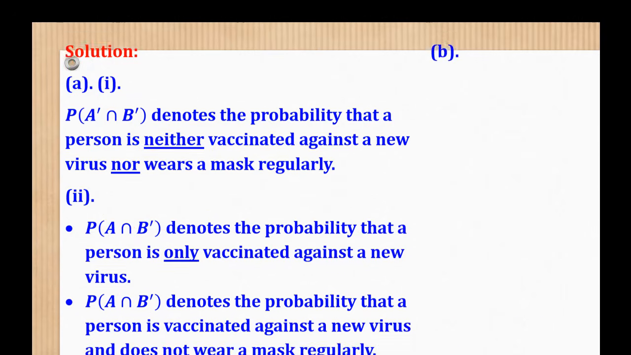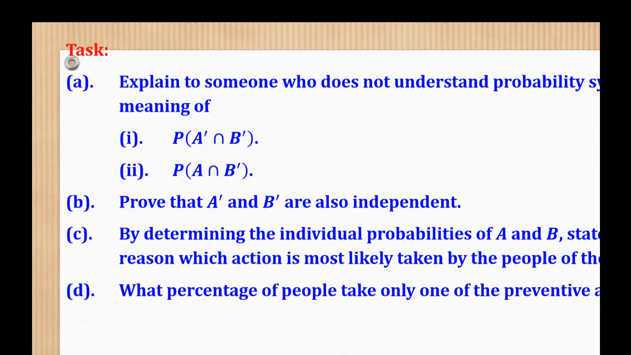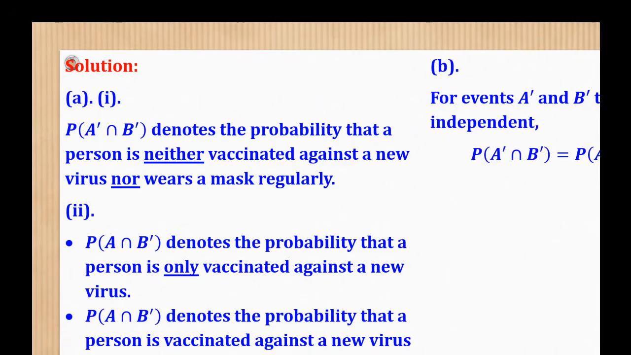Then part B, they told us prove that their complements are also independent. So it is known that A and B are independent. Now they want us to prove that even their complements are independent. So for events A complement and B complement to be independent, it means that their intersection is equal to the product of individual events. So in short, this is what they want us to prove, that this is equal to this. The best is to begin from the left-hand side. Then use De Morgan's law to come up with this.